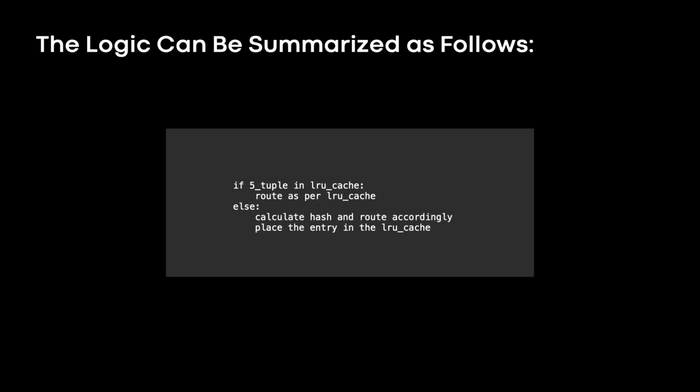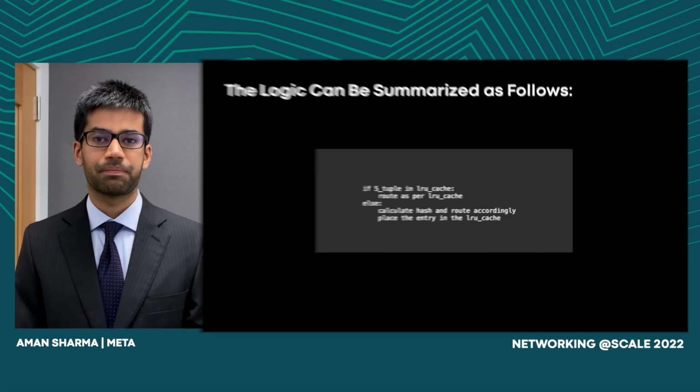So we can summarize this logic as an if-else statement. If the 5-tuple of an incoming packet is present in the LRU cache, then we route it based on that. Otherwise, we calculate a consistent hash of the 5-tuple, route the packet based on the output of that hash, and place an entry in the cache.